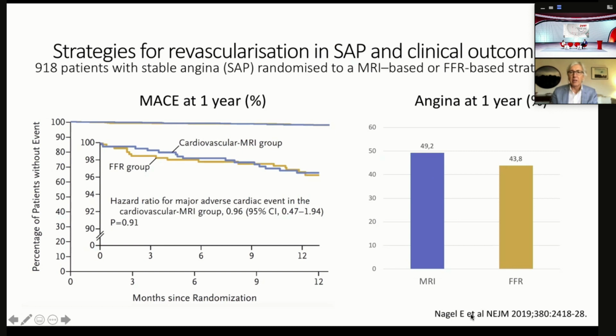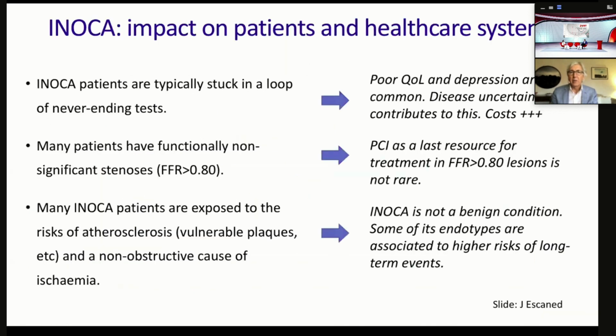And if you look at post-PCI results, well, this is a very interesting paper from Nagel, looking at a treatment strategy based on FFR or magnetic resonance. What I want to bring to your attention is that, irrespective of whether you use MRI or FFR, rates of angina at 1 year in this study population were extremely high.